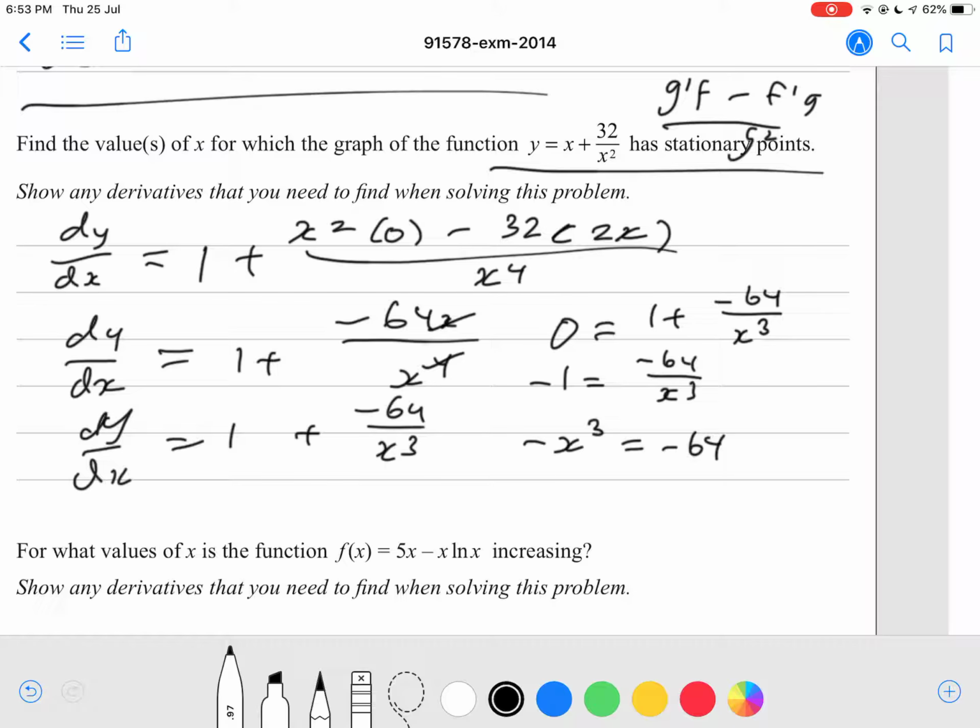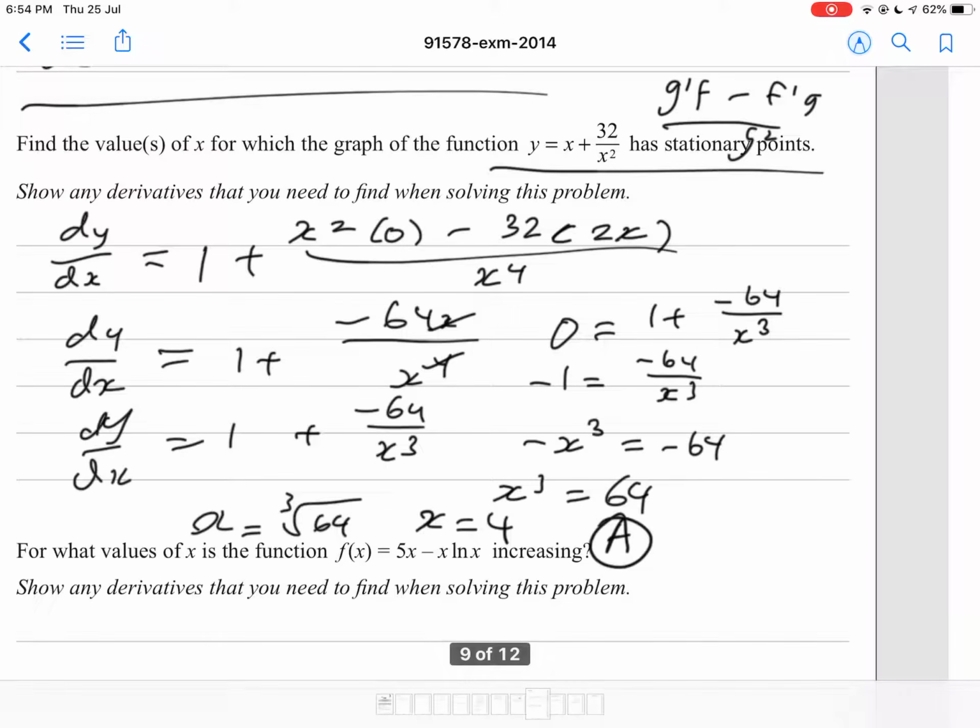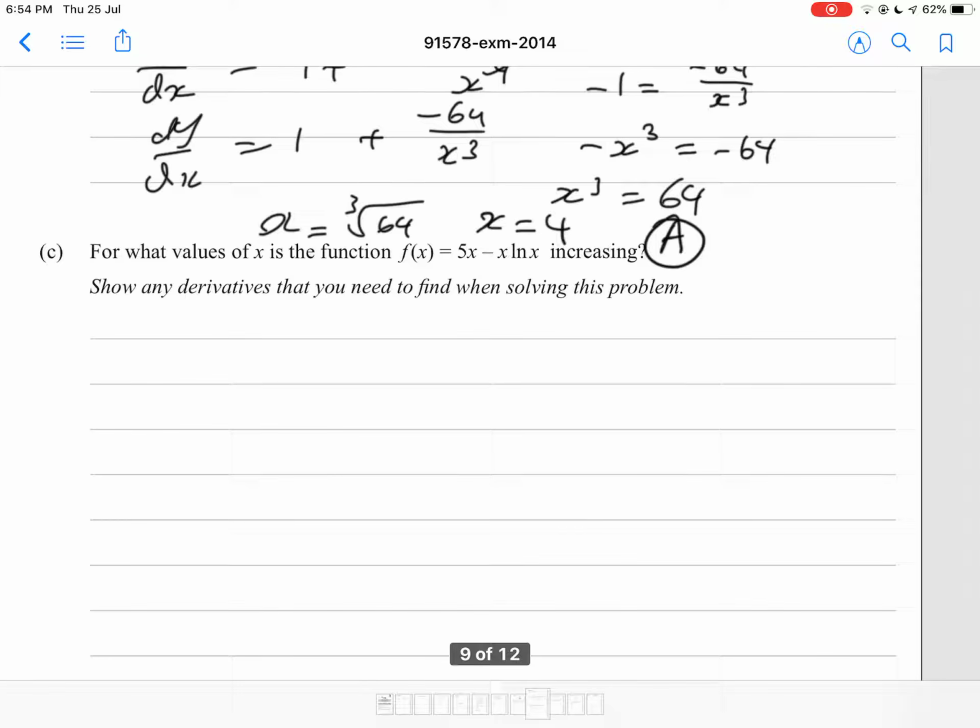We're going to divide both sides by negative 1, so therefore x cubed equals 64. And so therefore x equals the third root of 64. So therefore x equals 4. To get your x equals 4 there, we'll just give you an achieved. Pretty straightforward there. Moving along.